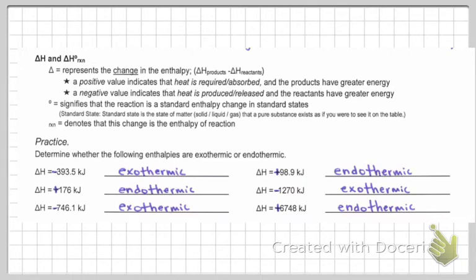Okay, so on the next page of your notes, you have these little practice problems of determining whether the enthalpies are exothermic or endothermic. What you need to look out for is if delta H, the change in enthalpy, is a negative value or a positive value. If it's negative, that means that heat was released and it is an exothermic reaction. If the enthalpy is positive, then that means heat was absorbed into the reaction and that is endothermic. Okay, so for example, the first one we have negative 393.5, it's negative, exothermic, positive, endothermic. Okay?